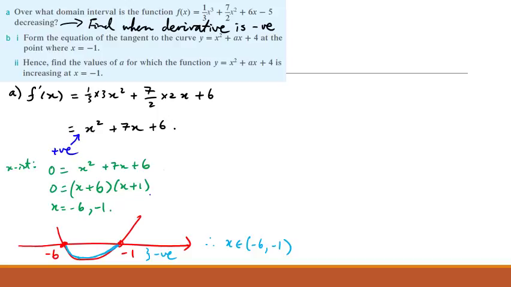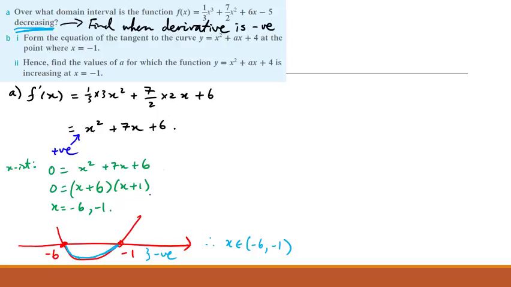Now, you might wonder why we don't include the parts where the gradient's equal to 0. That's because the question specifically says where the interval is decreasing. It doesn't say if it's equal to as well, so we have to just leave those out.